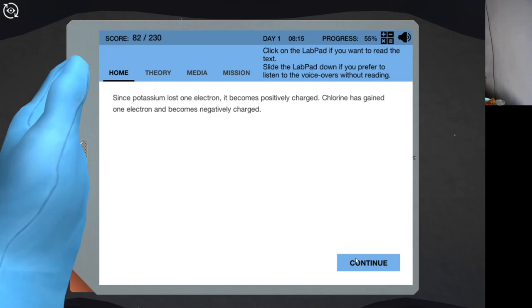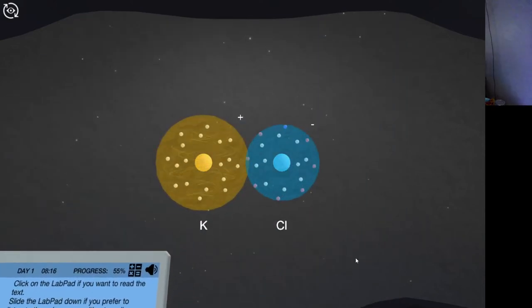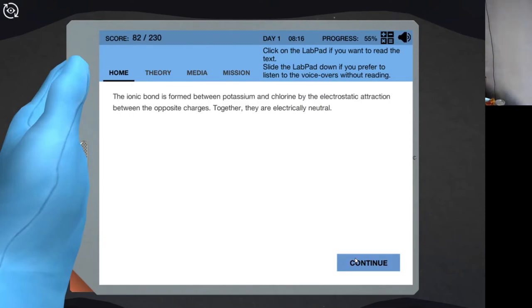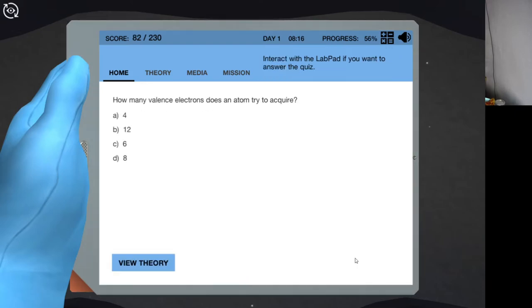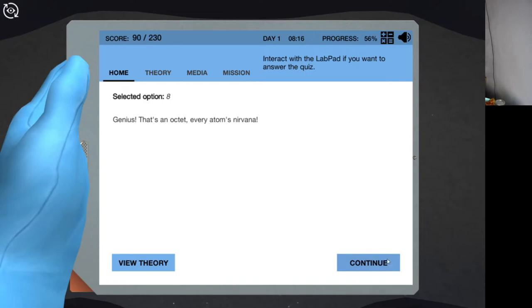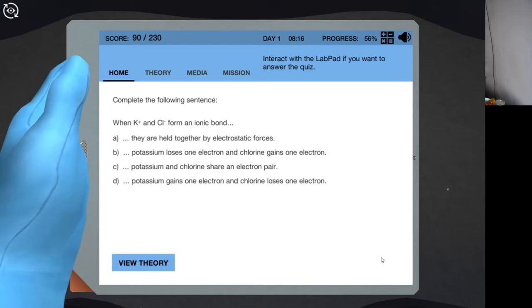Since potassium lost one electron, it becomes positively charged. Chlorine has gained one electron and becomes negatively charged. The ionic bond is formed between potassium and chlorine by the electrostatic attraction between the opposite charges. How many valence electrons does an atom try to acquire? That's an octet. That is right. Every atom's nirvana. It wants to get to 8. Complete the following sentence: when K plus and Cl minus form an ionic bond.